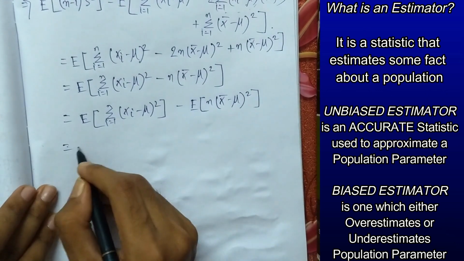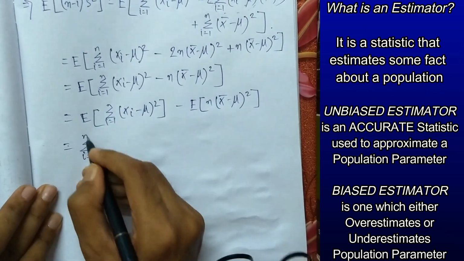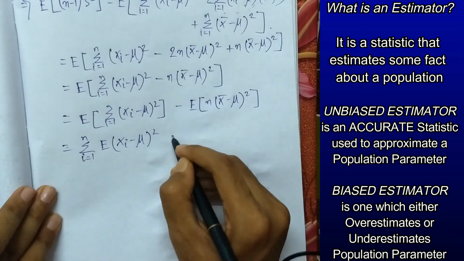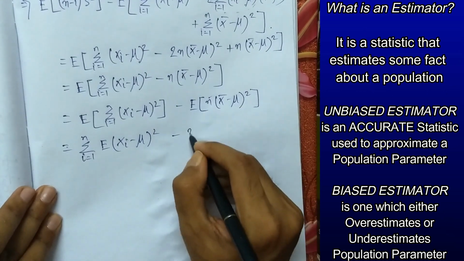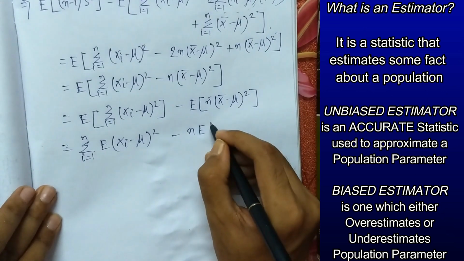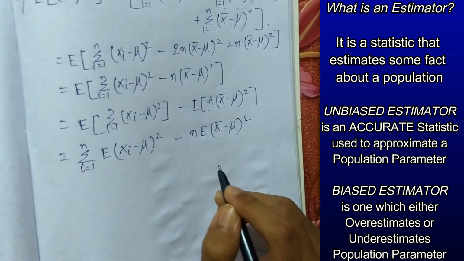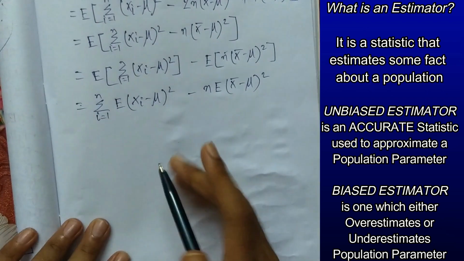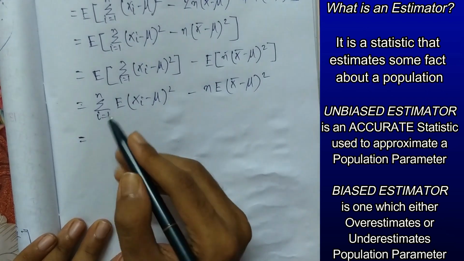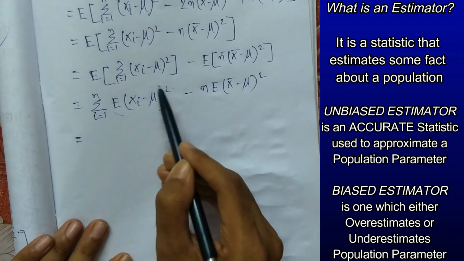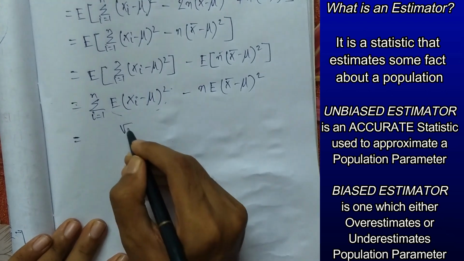In case of expectation, we have the property that summation can shift to the left and we would be left with expectation of (xi minus mu) whole square. N being a constant can also shift to the left, and we are left with expectation of (x bar minus mu) whole square. Now, expectation of (xi minus mu) whole square is the formula for variance of xi.